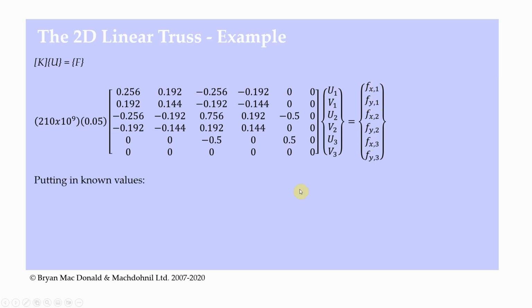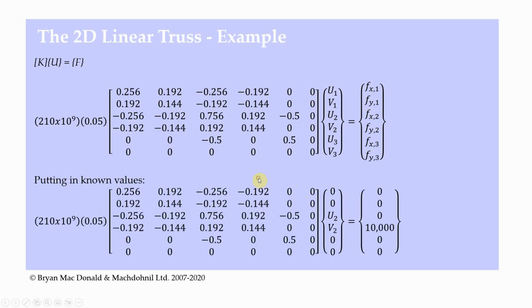Okay, so now what I'm going to try and do is put in known values. From my problem, remember node 1 and node 3 were fixed, so that means U1 and V1 are 0, and U3 and V3 are 0. And the only node that had a load put on it was the vertical 10,000 load that was placed on node 2. So again, these are all 0, and fx2 is 0, but fy2 is 10,000. That was the only load that's put on there, so I've got zeros everywhere else.